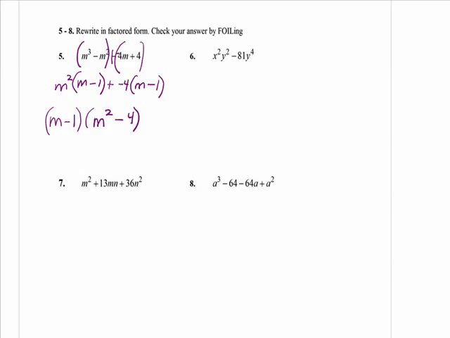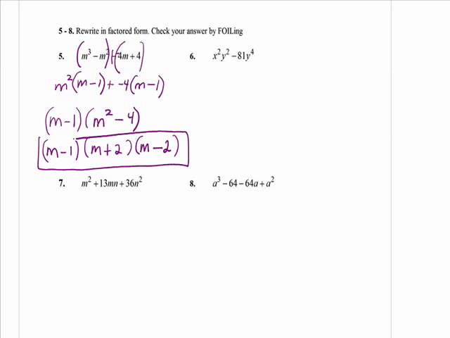Ingrid, do you think we're done? What do you see when you look at that binomial, the m squared minus 4? No. What type of special one is that? Perfect. Who knows how a difference of squares factors? Coleman? Plus 2 and then minus 2. Perfect. Square root of each of them, make one a minus, one a plus. That's the complete factorization for 5.